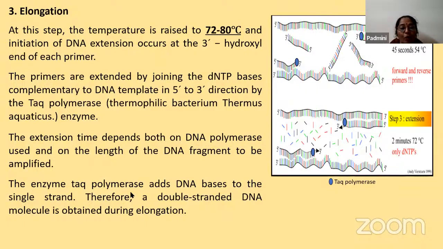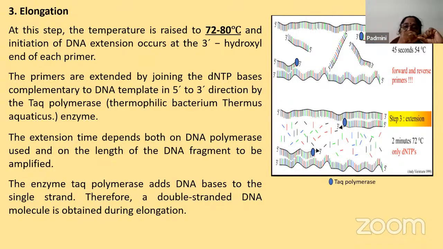So the enzyme Taq polymerase adds DNA bases to the single strand. Therefore, a double-stranded DNA molecule is obtained during the elongation. So this is how the elongation occurs. We talked about denaturation, we talked about renaturation, and we also talked about elongation. How is the elongation done? With the help of the Taq polymerase and the nucleotide base pairs. That is when the primer gets attached onto the separated DNA strands. First, the primer has to go and attach onto the DNA strand. And then from there, the Taq polymerase goes and attaches onto this primer.